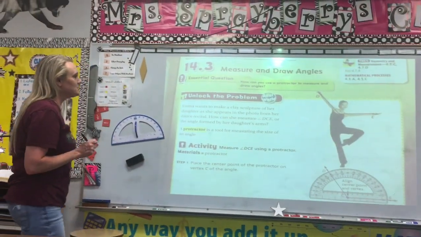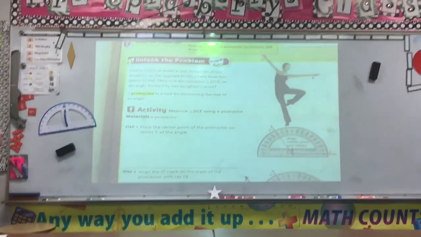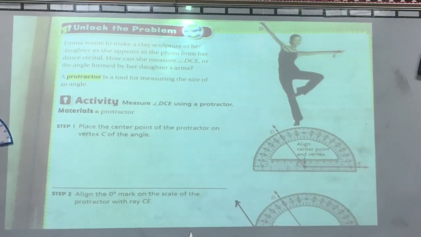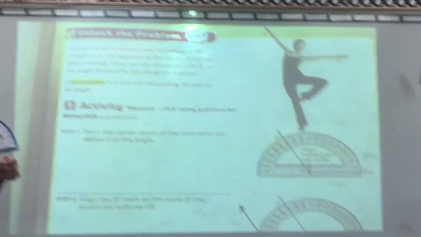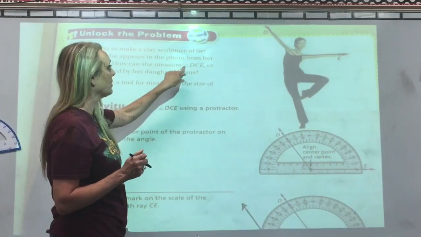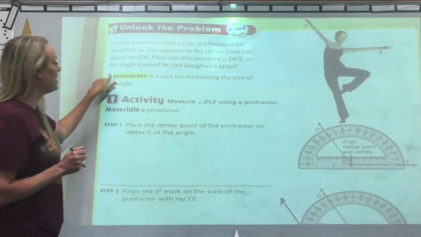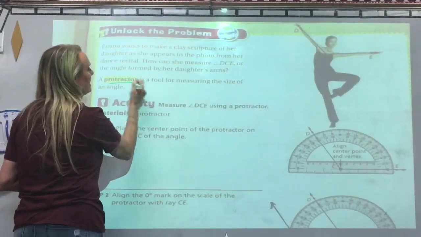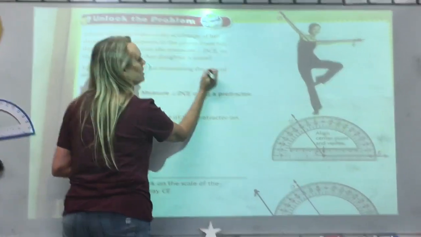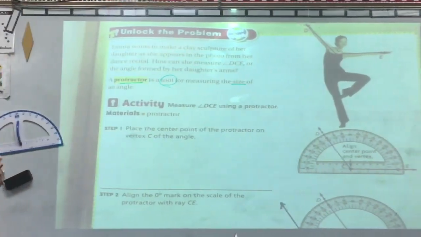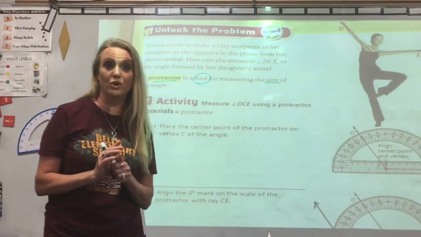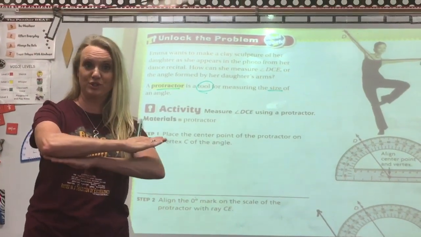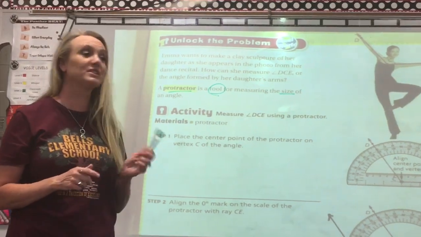So, the problem starts with Emma wants to make a clay sculpture of her daughter as she appears in the photo from her dance recital. How can she measure the angle? Remember before spring break, we read this symbol, angle DCE, or the angle formed by her daughter's arms. A protractor is a tool used to measure the size of an angle. Remember the sizes of the angles we learned also before we got out: right, obtuse, acute. So you've already kind of got a jump start on this lesson.